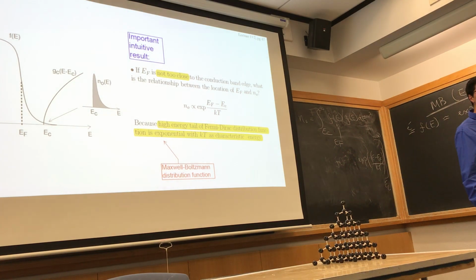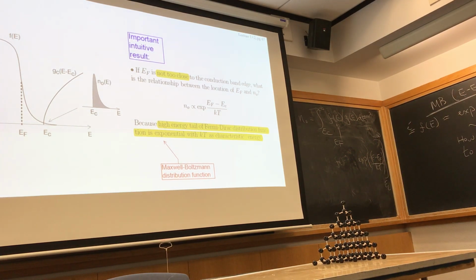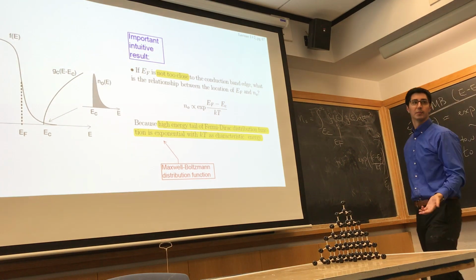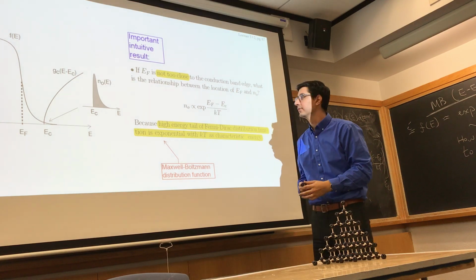If I screw my Fermi level down by 60 millivolts, I'm going to still see this exponential decay. Yeah, I'm going to see it decay by a factor of 10. Okay?